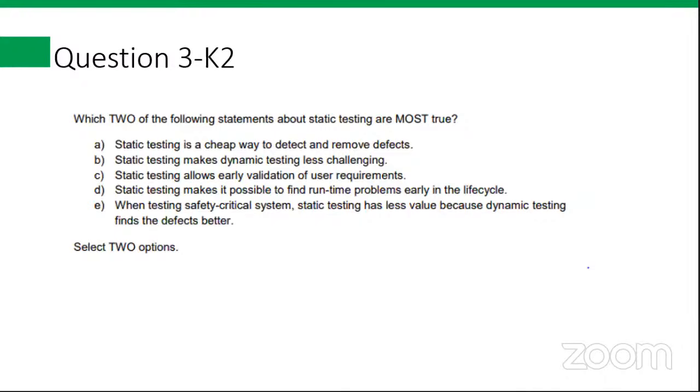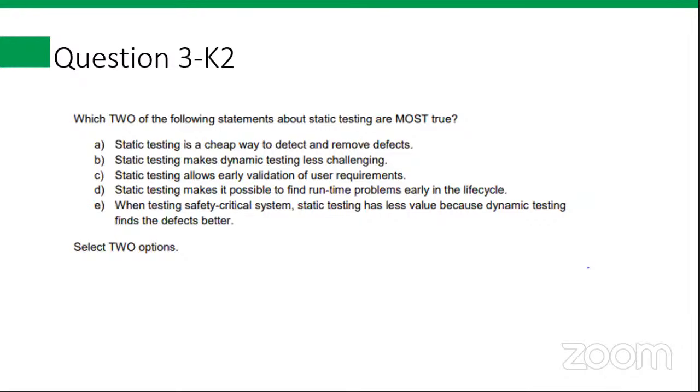So let's take the first statement. Static testing is a cheap way to detect and remove defects. Generally you should be familiar with the concept that defects found earlier are cheaper to remove. Based on that, you can say that static testing is a cheap way to remove defects. Why? Because you are just checking the requirement documents, code, everything is getting checked before execution. So it's definitely going to be a cheaper way. So option A is right.